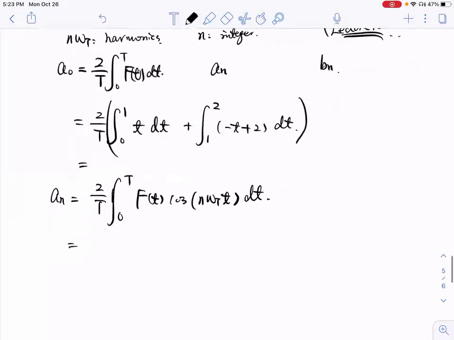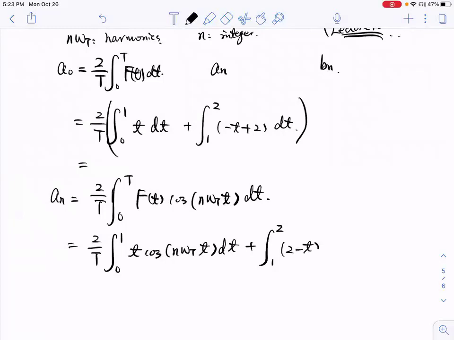And then again, you have to do these piecewise. So from 0 to 1, ft. And remember, in that case, your ft is just t cosine n omega t. Plus, in the second piece, it's from 1 to 2, that's 2 minus t cosine n omega t dt, right? You can see how complicated that integration could be.